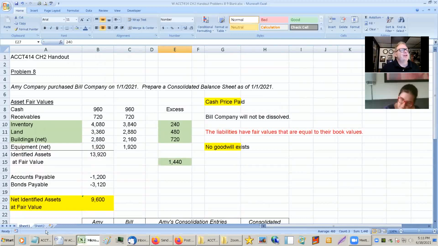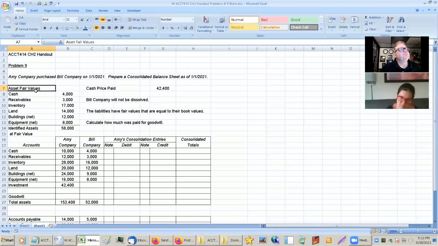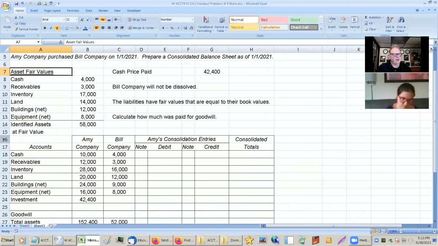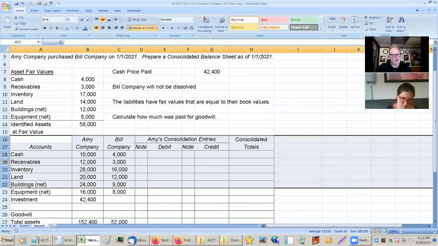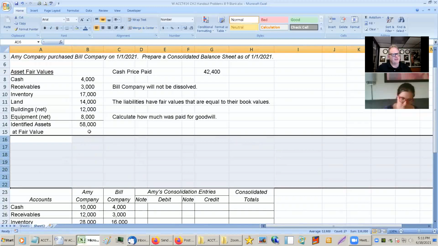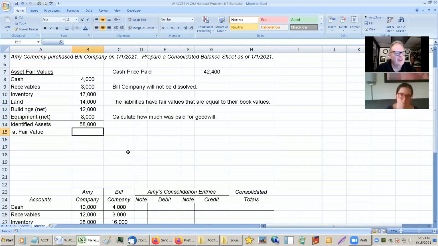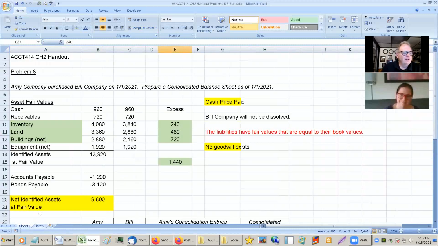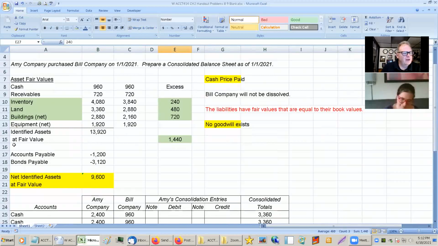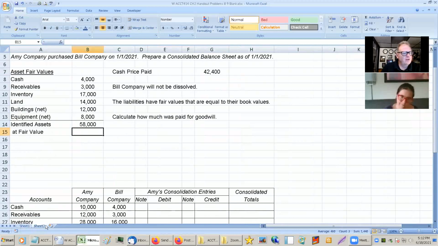All right. Let's go to the next page. Where did I go down to here? 2. Yeah. Okay. And this is someone we just did. They're going to have goodwill in this. Right.